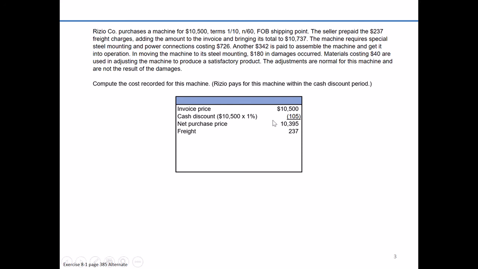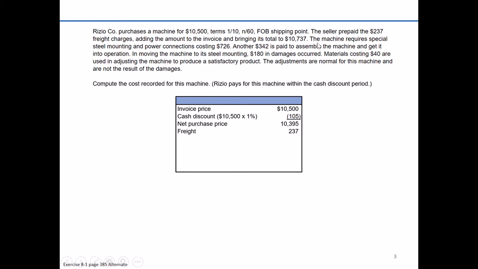Now, you may ask, why didn't we deduct the cash discount, the 1%, from the overall freight bill? Keep in mind, the seller didn't ship it themselves. There's an independent carrier. The seller went ahead and paid the carrier the full amount. Now they're just charging back the full amount to Rizzio Company. They're not going to offer the 1% discount on it. They've already been nice enough to pay it for Rizzio Company. They're not going to offer a cash discount on that freight.